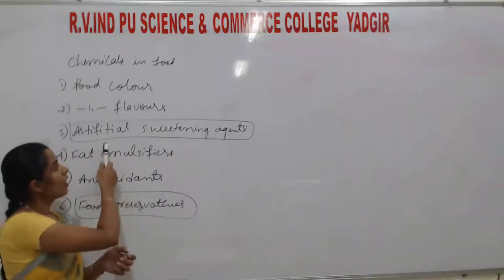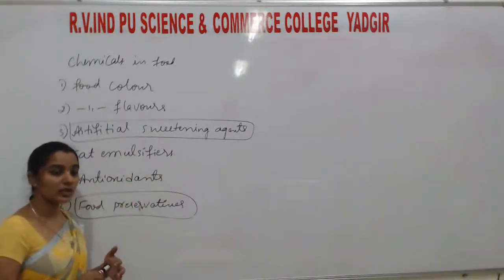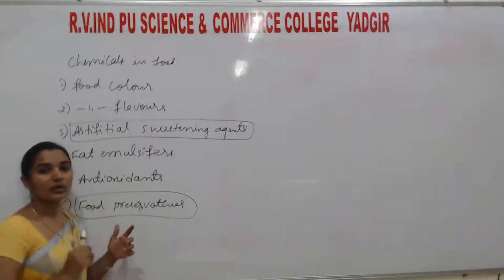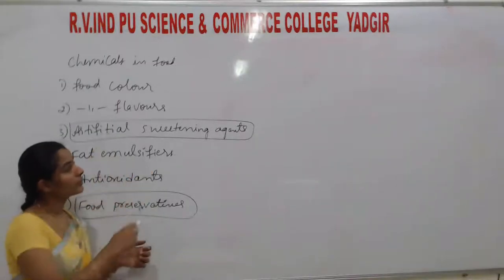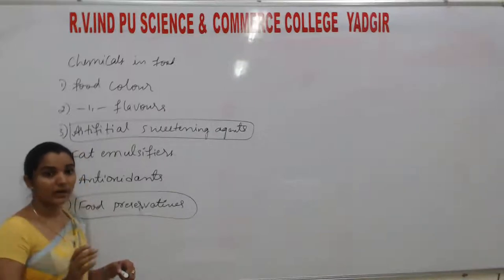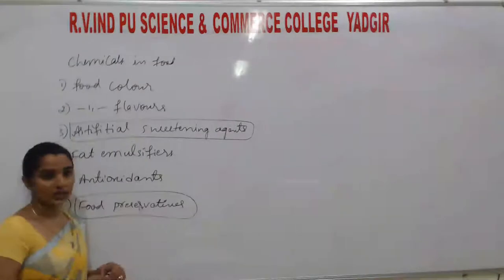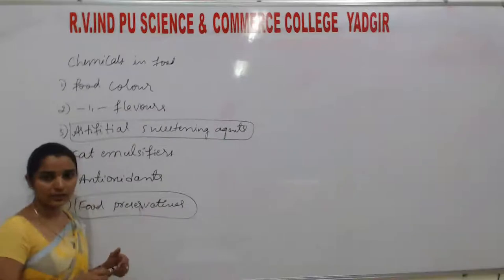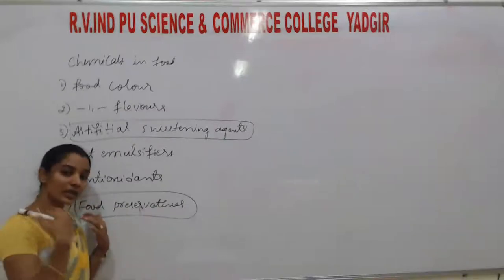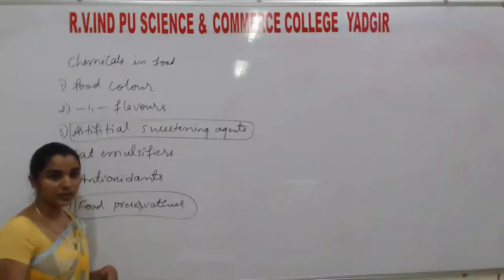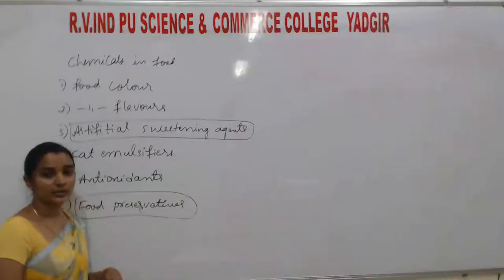Next, artificial sweetening agents. These are used for diabetic patients, meaning food is prepared with these artificial sweetening agents. They give the sweet taste to the food, but they won't give any calories. Sucrose is a simple sugar we use in our daily life. If we use that carbohydrate directly, it is converted to glucose and fructose.